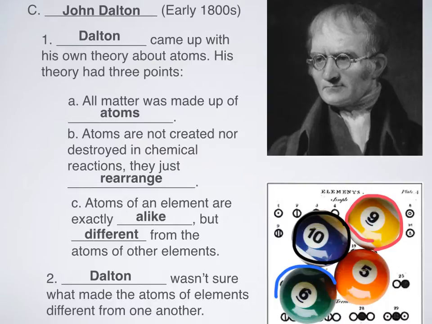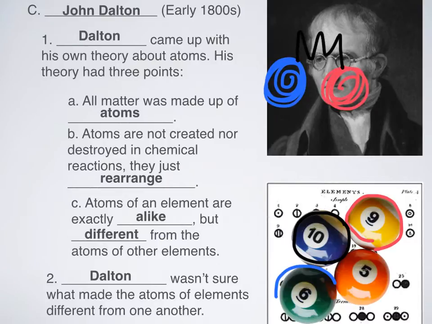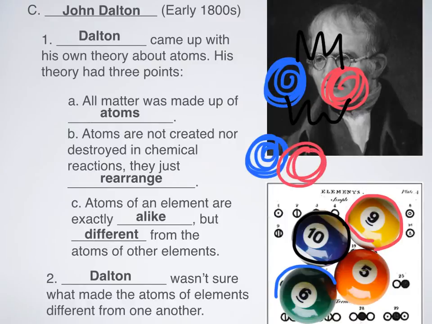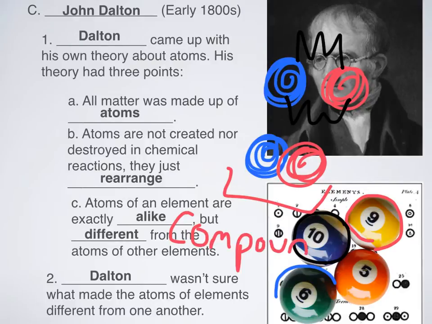But he thought that in chemical reactions, atoms, like these billiard balls, kind of collide. And when they collide with one another, this is my example of a collision, they just kind of stick together. And when they stick together, you now have what we would consider a compound. And then if another reaction happens, these things can rearrange themselves. You might add something new, and you might take away something else.